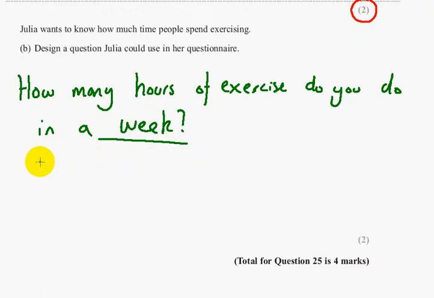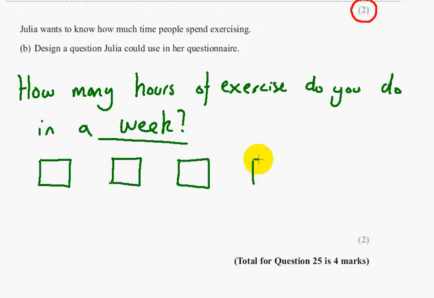Okay, you need at least 3 boxes, at least 3. So this could be 0, could be 1 to 5, 6 to 11, and more than 11 plus. Okay.